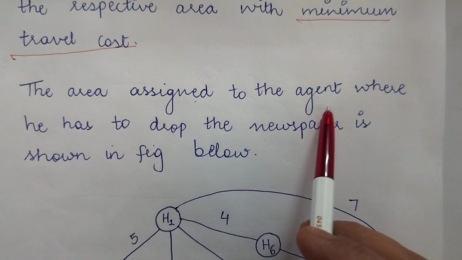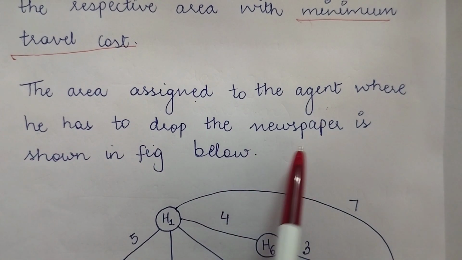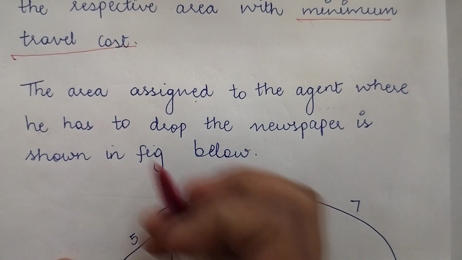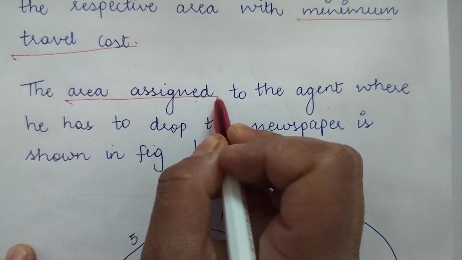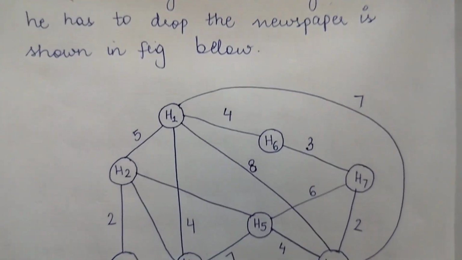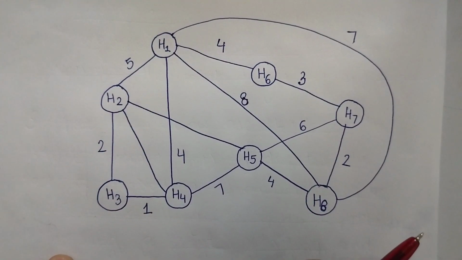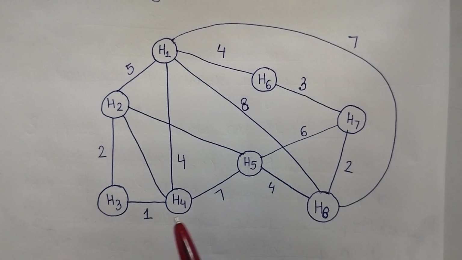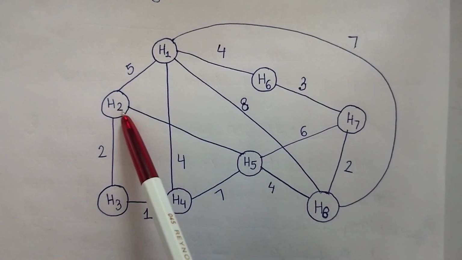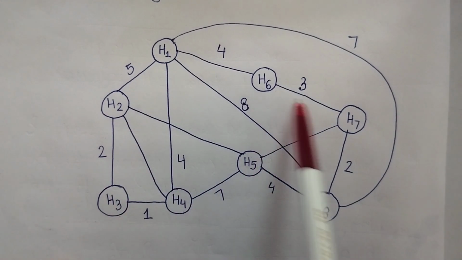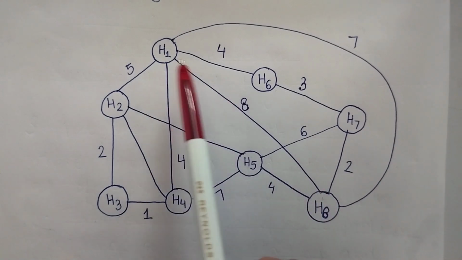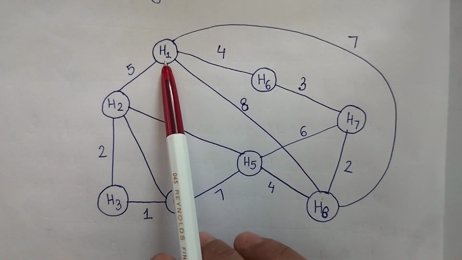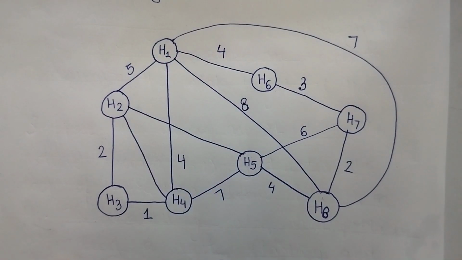The area assigned to the agent where he has to drop the newspaper is shown in the figure below. So we have shown this area graphically. This is where we take the help of a graph. So this is a graph representing that area where H1, H2, H3, H4, H5, H6, H7 and H8 are those locations where he has to drop the newspapers in that particular area.